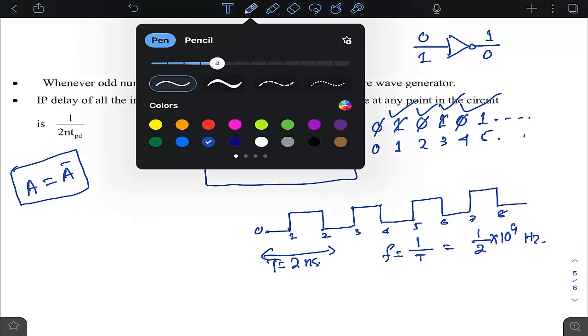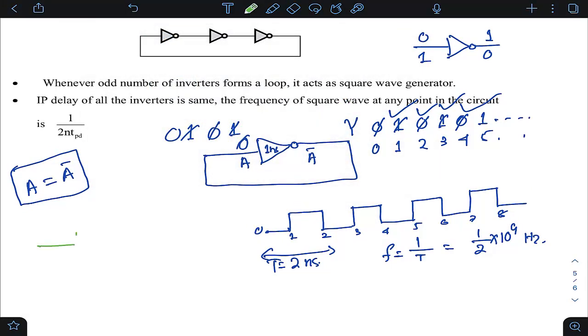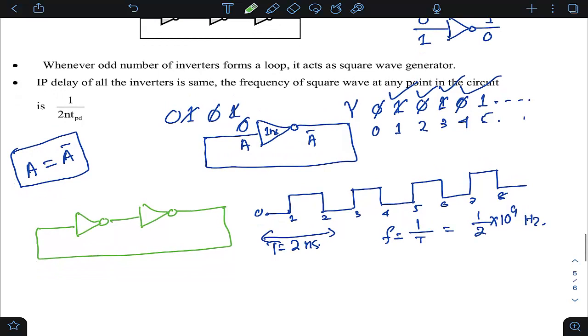Now imagine a case where, instead of taking one NOT gate, I have taken two NOT gates, and the output of this NOT gate I have connected to the input of this. Now in this case, what is going to happen? So again, as usual, you can say this is your output Y. Initially you assume that this is 0, when the power is switched on. Now the moment this is 0, indirectly I am saying that this is also 0, because this is the same line. So this 0 will be coming here. So this is again 0.